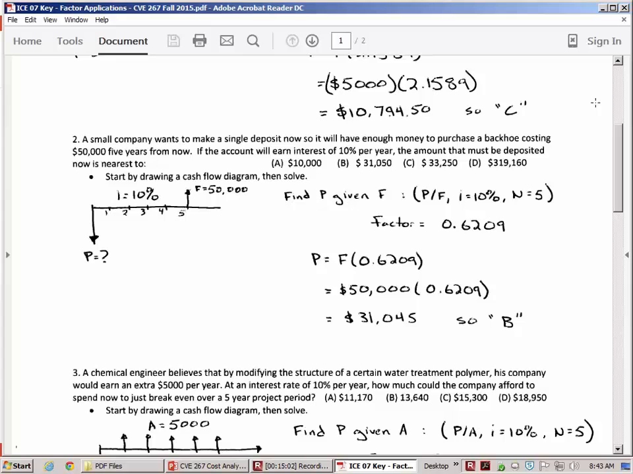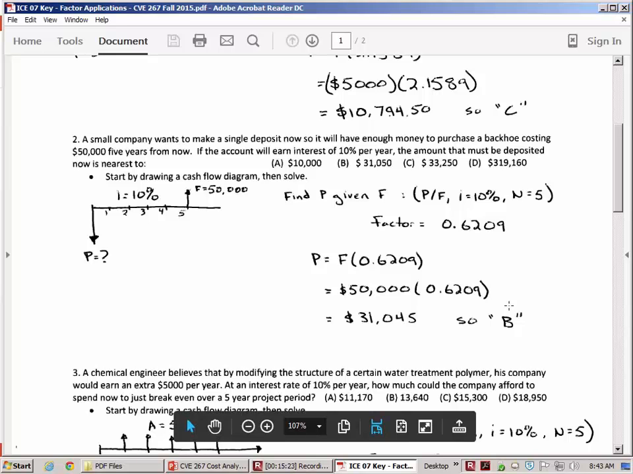So we want to find the present value of $50,000 in 5 years, discounted at 10%. So it's find P given F, look it up in the table, and there's the factor. Multiply it by 50,000 and you get 31,045. Any questions about number 2?